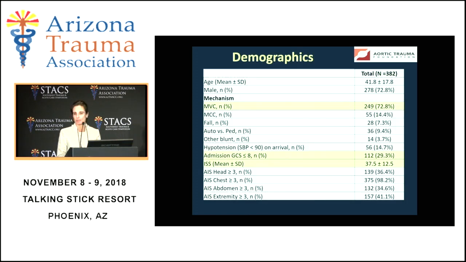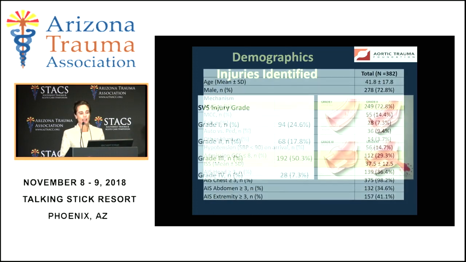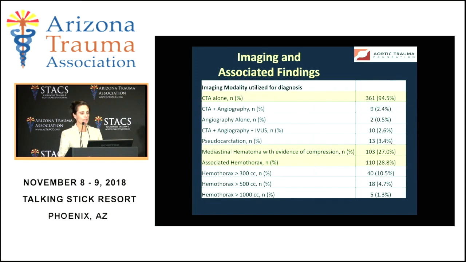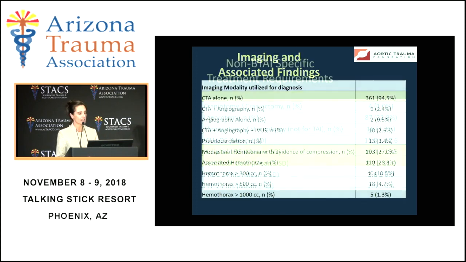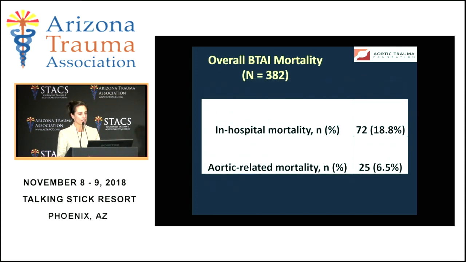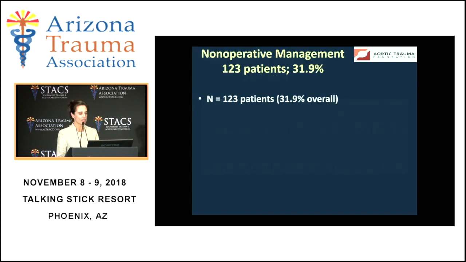Again, it was an observational study, really on how patients are treated, how many patients, and, again, most of them have grade 3 injuries. The pseudoaneurysms are the most common. CT alone was used 95% of the time to diagnose the injury. And a significant amount, 25 to 30%, had what we talked about before, those secondary signs of injury. Obviously, some significant complications occurred, not surprisingly, and the overall mortality was 20%, and aortic-related mortality was about 6.5%.